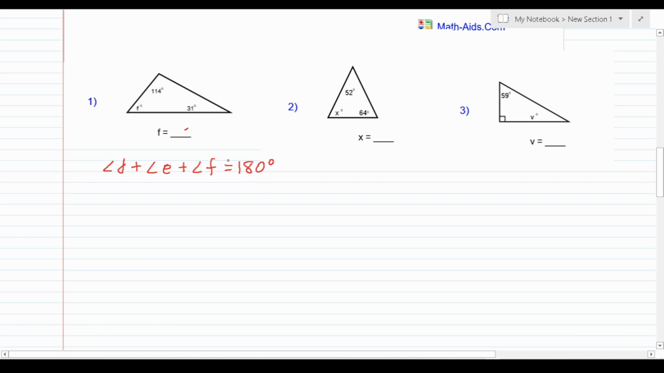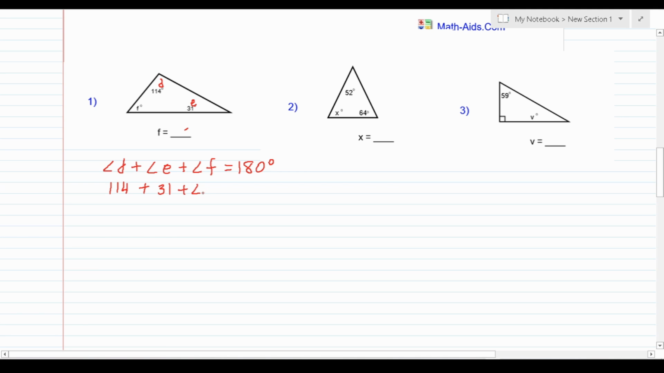Again, it satisfies all the requirements of triangles. We have three different angles that add up to 180 degrees. In this case, I'm going to call this one D, I'm going to call this one E, and this one's already labeled for us as F. So in light of that, it's just a matter of plugging these values into this equation and solving for the missing variable, which is F in this case. So again, I let D be 114, so let me write 114 in place of D. And I said E was going to be 31.